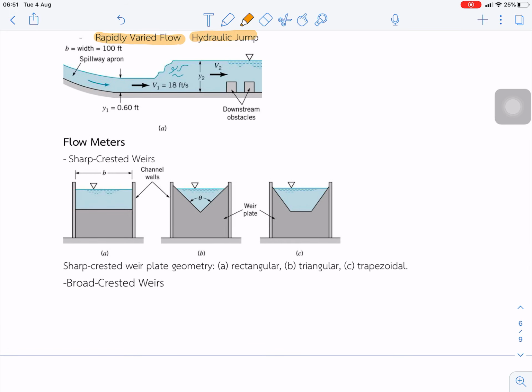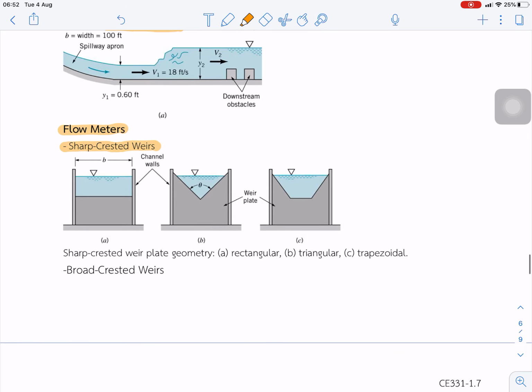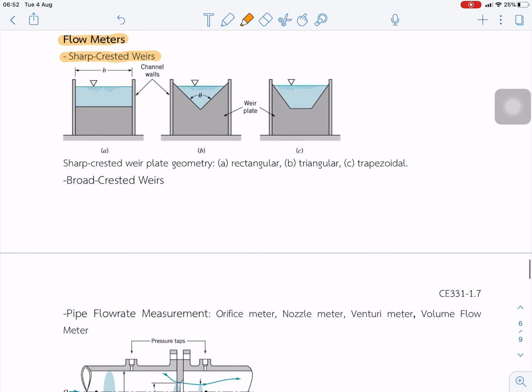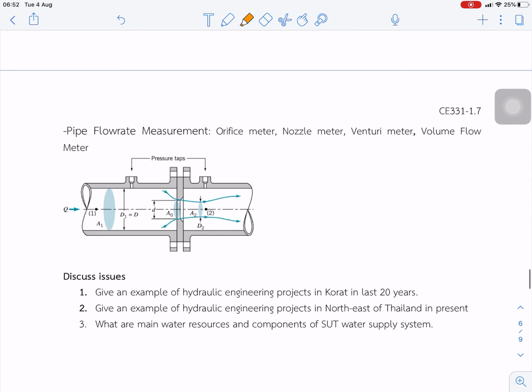And about flow measurement, for the flow rate in open channel flow, we use a flow meter, one instrument we call the sharp-crested weir, and we also do practice in the lab. And for pipe flow meters, we use the orifice, nozzle, and venturi to measure the flow.